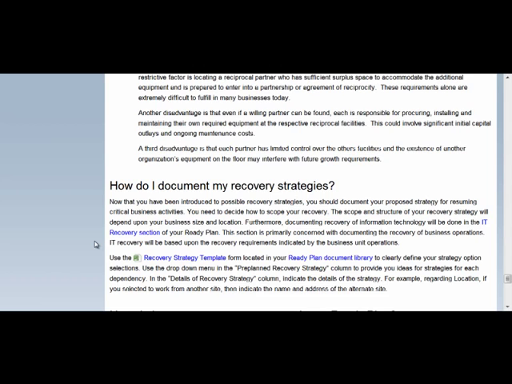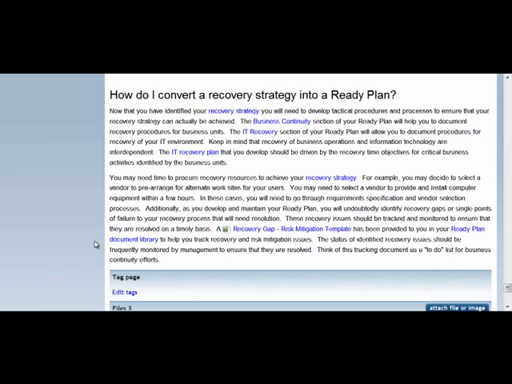You can then complete each line with what strategy will be used, and then use this as a cost basis estimate. Read through the last section, How do I convert a recovery strategy into a ready plan, which outlines how to move your strategy into a productive state and keep it current. The thing to remember is that the IT recovery strategy that you develop should be driven by the recovery time objectives for critical business activities identified by the business units.